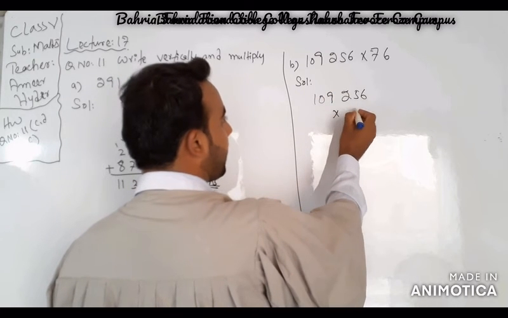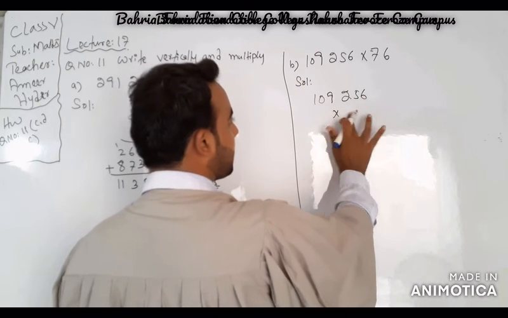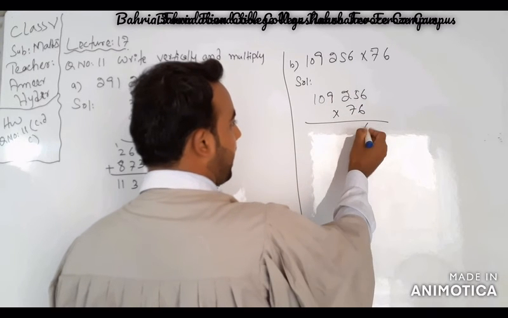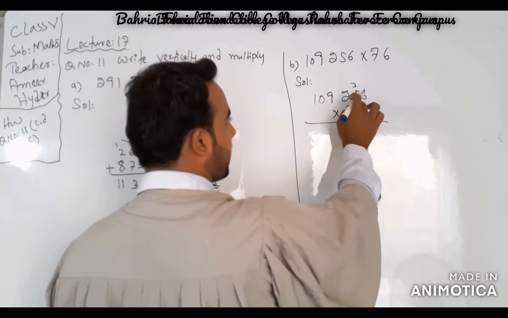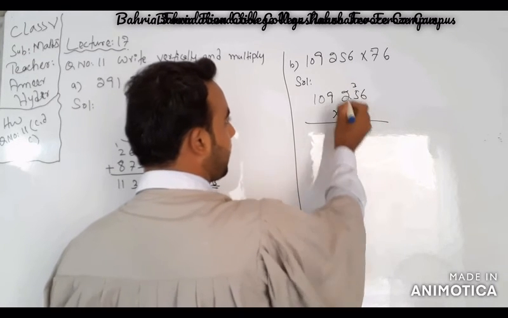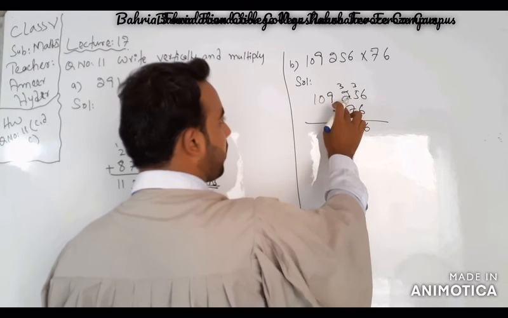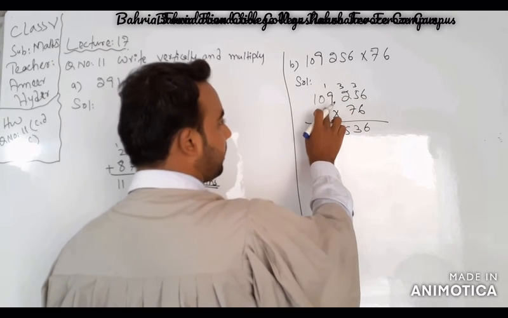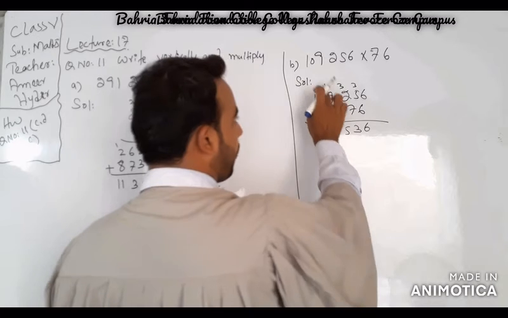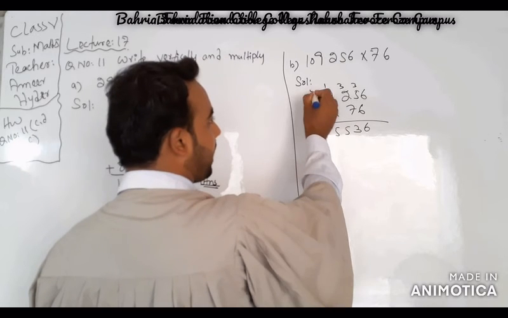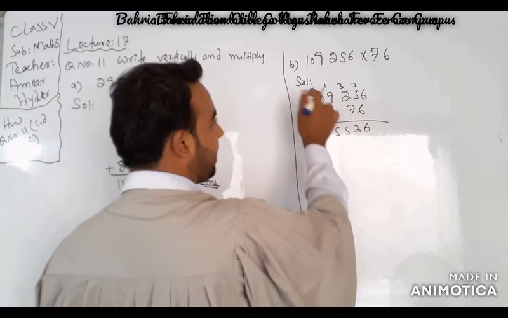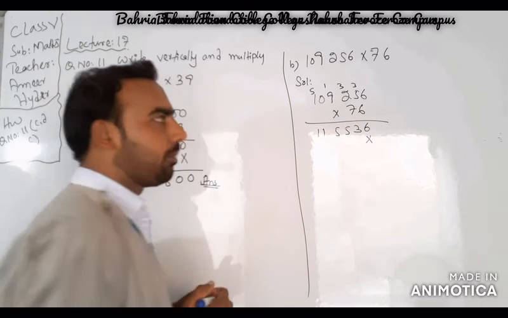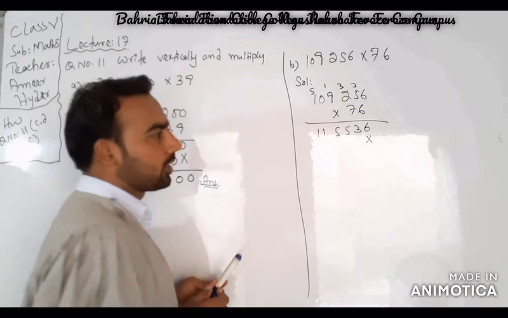109,256 you have to multiply by 76. Okay, 6 6s are 36, 3 carry on, 6 5s are 30 plus 3 is 33, 3 carry on, 6 2s are 12 plus 3 is 15, 1 carry on, 6 9s are 54 plus 1 is 55, 5 carry on, 6 ones are 6 plus 5 it will be 11. Then you have to put a symbol of multiplication, or you may put the symbol of 0.